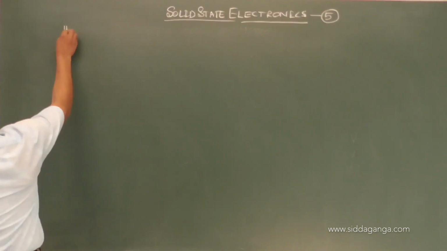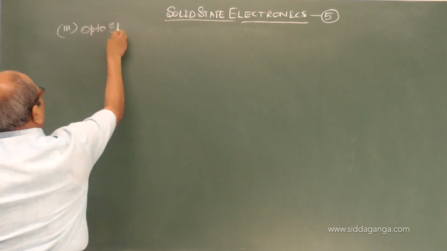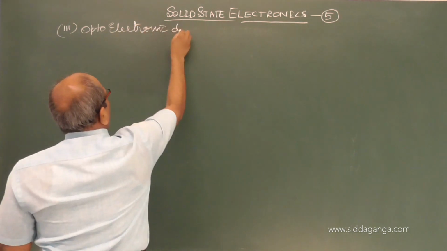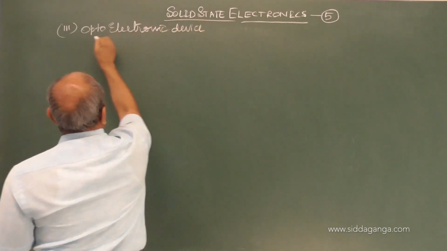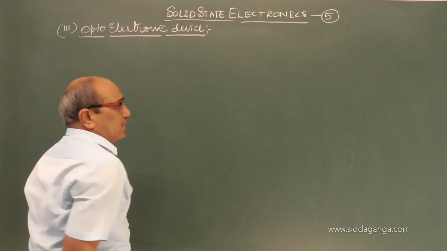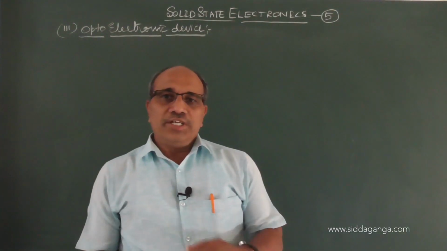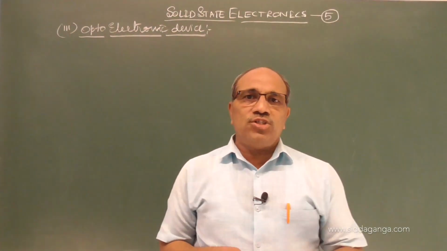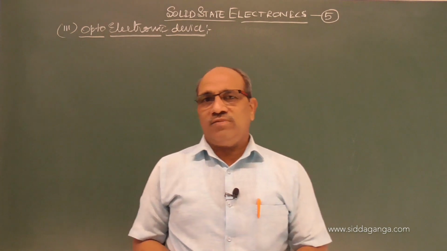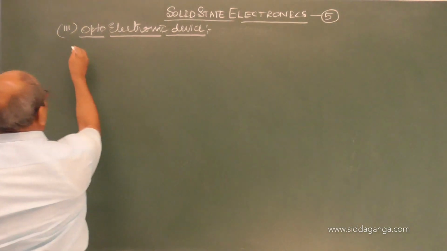Coming to the third one, applications of diodes as optoelectronic devices. The very word says opto, light, electronic: electric energy and light energy. So the device which may convert light energy into electric energy or electric energy into light energy is commonly put under optoelectronic devices.